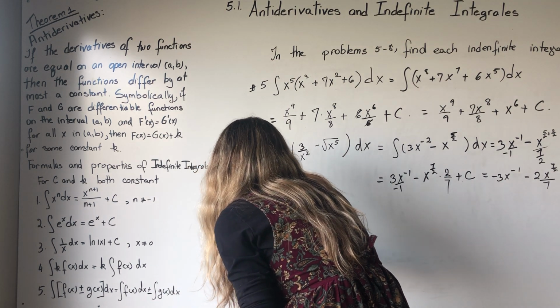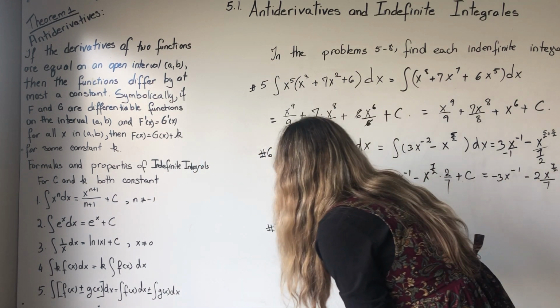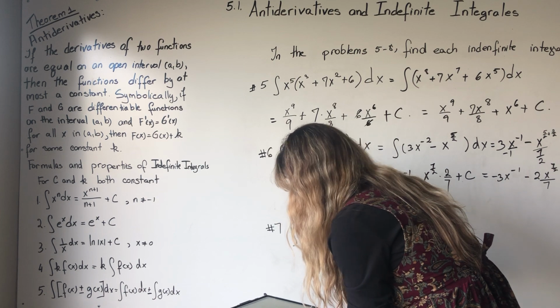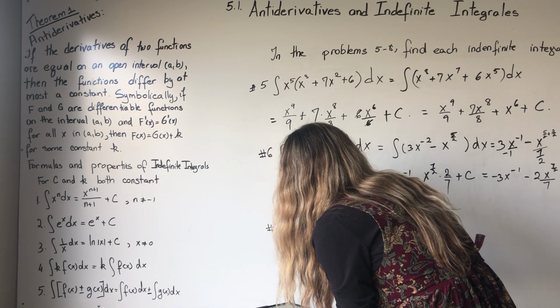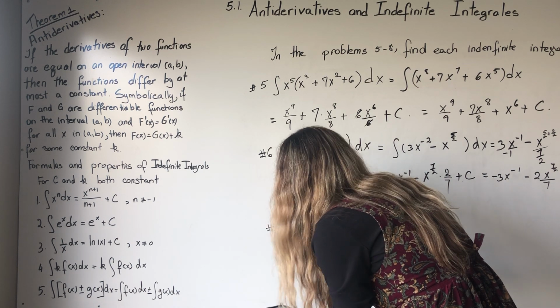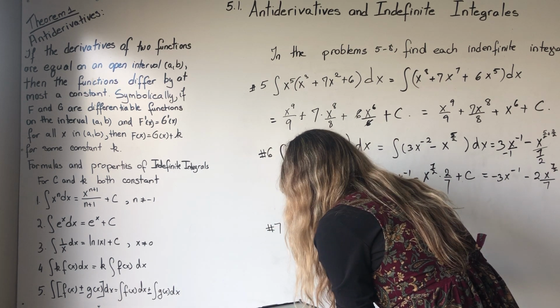Number 7. Number 7, we have the integral of 9x plus 2 over x to the 4th dx.